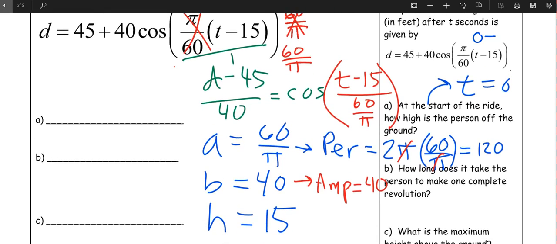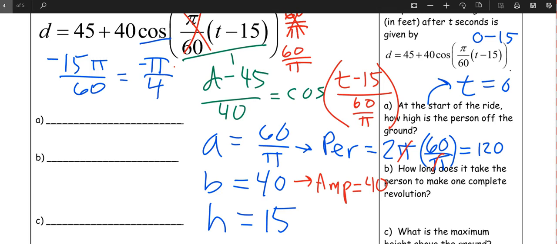So what is 0 minus 15? Negative 15. What is negative 15 times pi over 60? Doesn't 15 go into 60? Negative pi over 4, right? What's the cosine of negative pi over 4? You should know this from the unit circle.